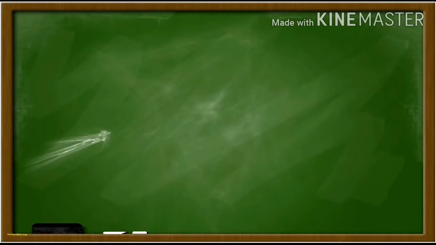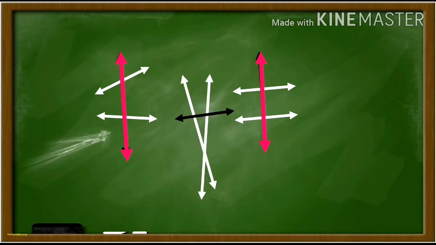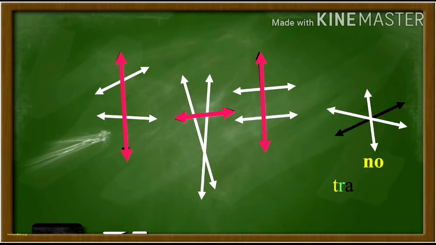Let's have the following examples of transversal lines. First one, second, and third. Then the fourth one has no transversal since it only intersects at one distinct point, compared to the first three examples.